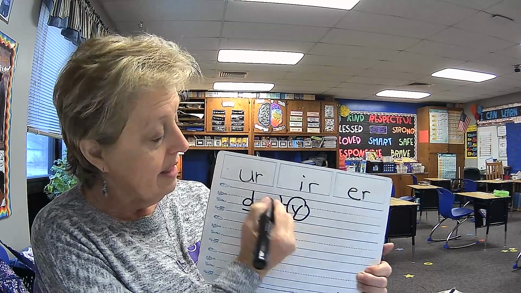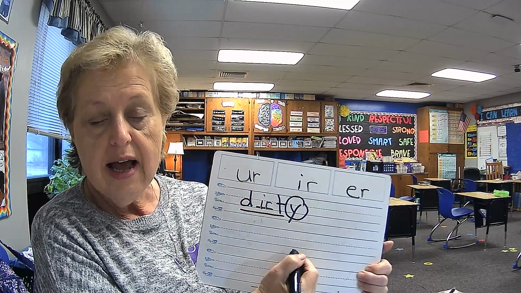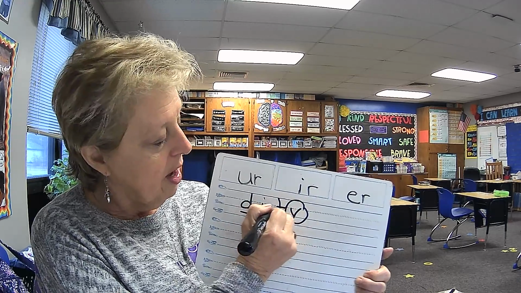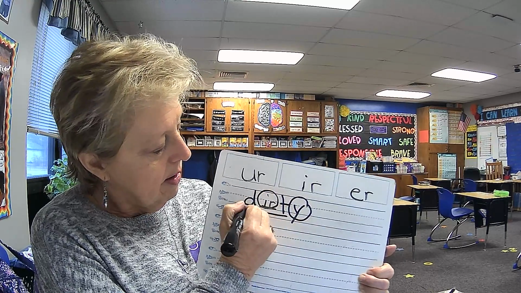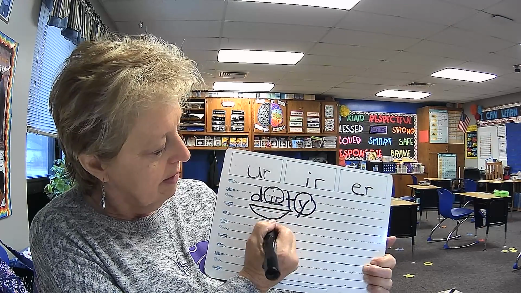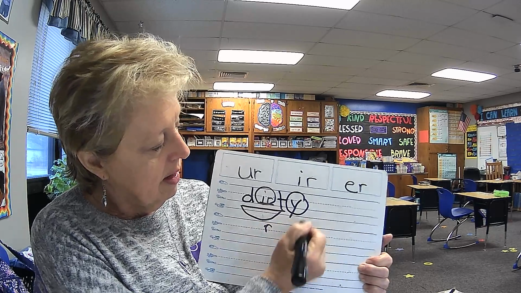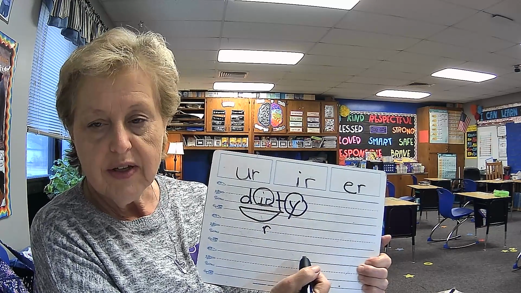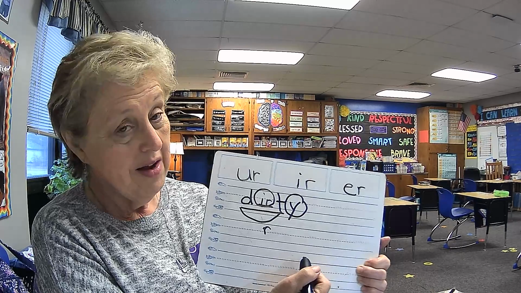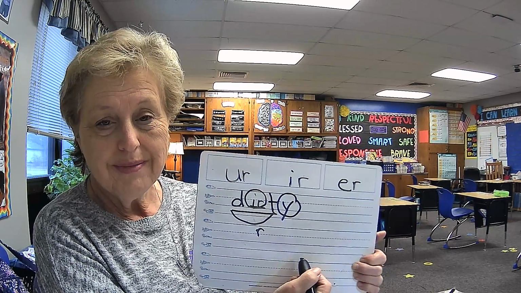Well, in this case, it is IR. Dirty has an IR in it. So circle the IR. And that means it is R controlled. And we don't scoop the suffix. And it's not a syllable type either. Okay, show your teacher your work.